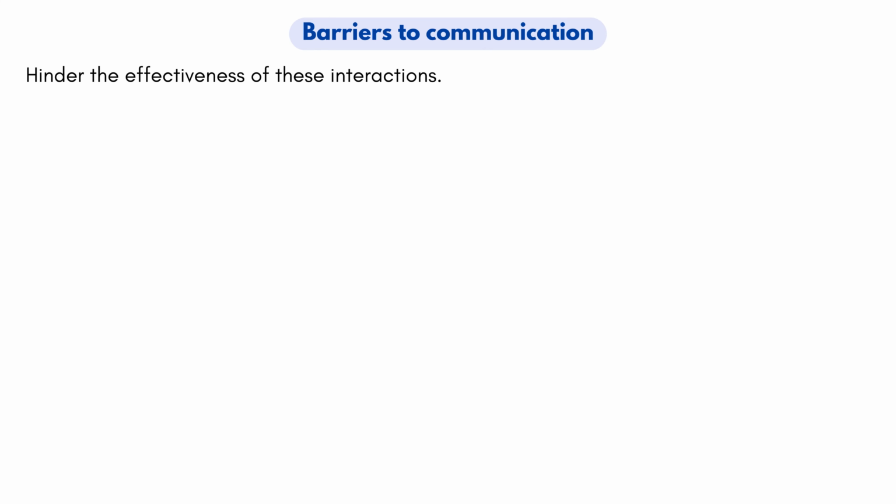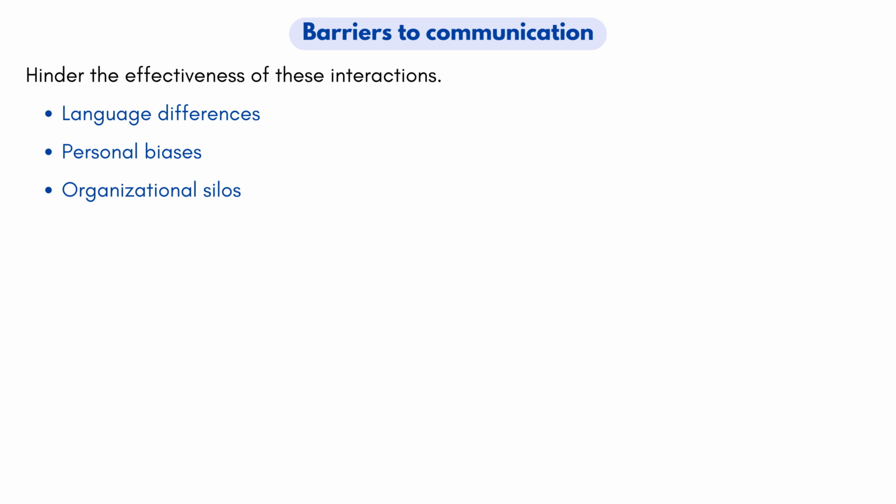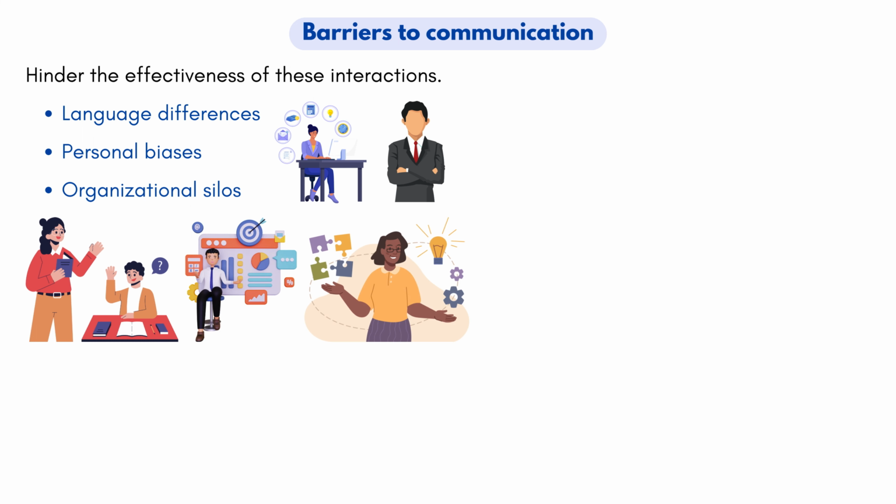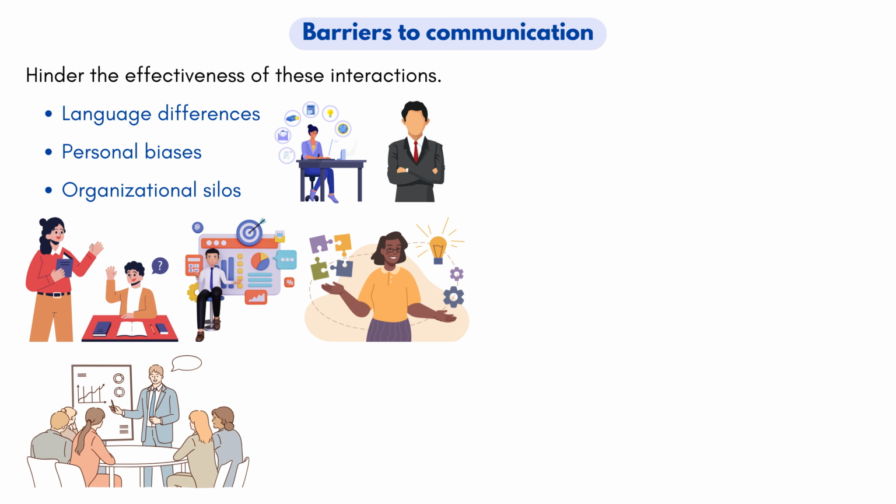Barriers to communication, however, can hinder the effectiveness of these interactions. These barriers can be as varied as language differences, personal biases, or organizational silos. They can also be more subtle, such as when individuals defer to others' expertise or authority without questioning or providing input, even when they have valuable insights to offer. It is here that the importance of credibility and open dialogue becomes evident, as individuals must feel empowered to share their perspectives without fear of dismissal.